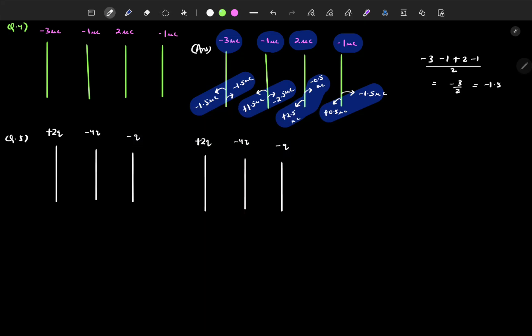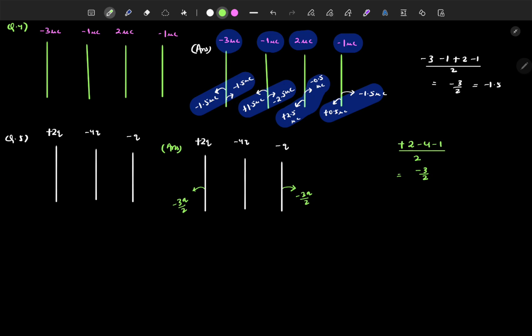So what you have to do for the answer, first you have to add, then divide by 2. So plus 2 minus 4 minus 1 divided by 2. It will be minus 5 plus 2, that is minus 3 by 2, minus 3q by 2. So on the left side of the first plate the charge will be minus 3q by 2, and on the right side of the third plate the charge will be minus 3q by 2.